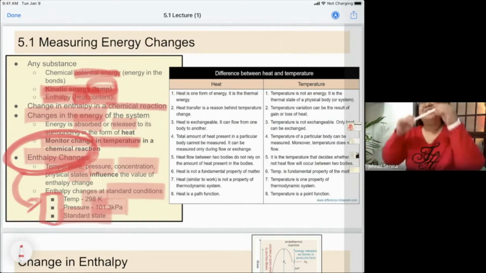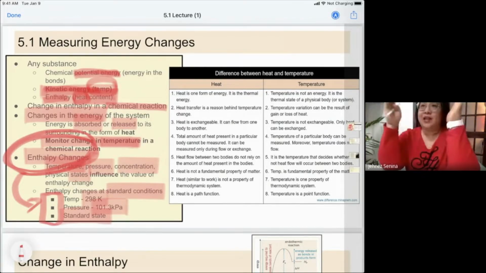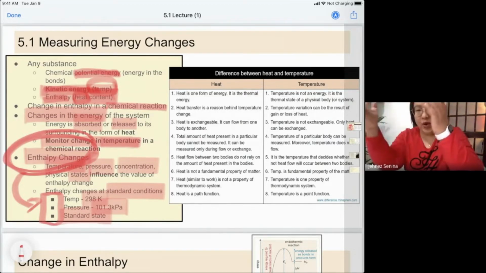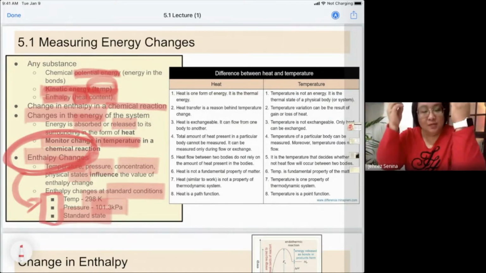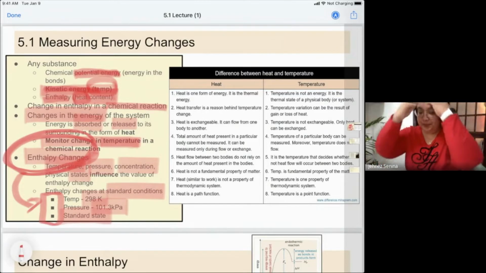Okay. What was I... why did I talk about that? Again, substances cannot directly measure their enthalpy. So what do we do? We react them. We put them in a chemical reaction. And if we put them in a chemical reaction, we have to make sure that the chemical reaction happens in standard temperature and pressure. Because if it's a different temperature or pressure, it's going to be a different temperature change. It's going to be a different enthalpy calculation.